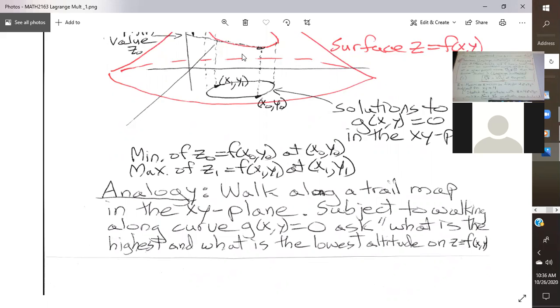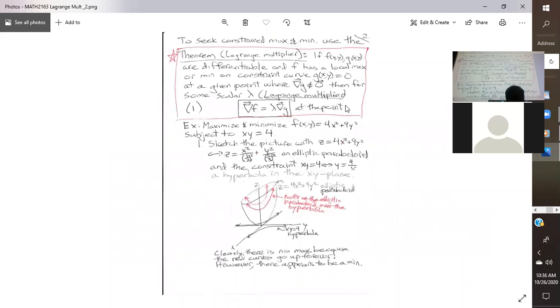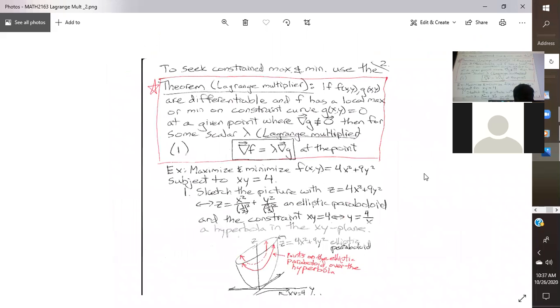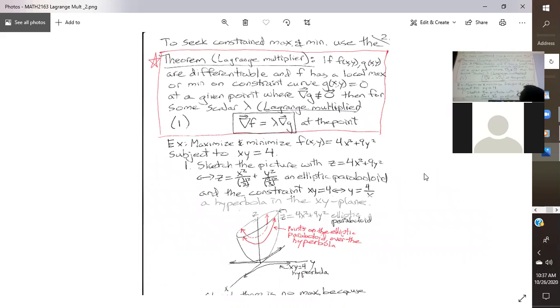Well, here's the one big theorem for today. There's only one theorem, really. It's called the Lagrange Multiplier theorem. And it says, suppose the surface there, z equals f of x, y, is differentiable. And suppose the equation for the curve in the plane, g of x, y equals 0, has g of x, y a differentiable function.